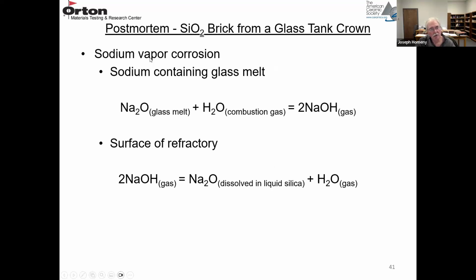So the roof is subjected to sodium vapor corrosion. You have Na2O in the glass melt. The combustion gas has H2O, so that forms gas NaOH. And then that gas NaOH deposits on the refractory surface in the roof, and then it dissolves in the liquid silica. So now you have Na2O dissolved in the silica refractory, and you have your H2O gas coming off.